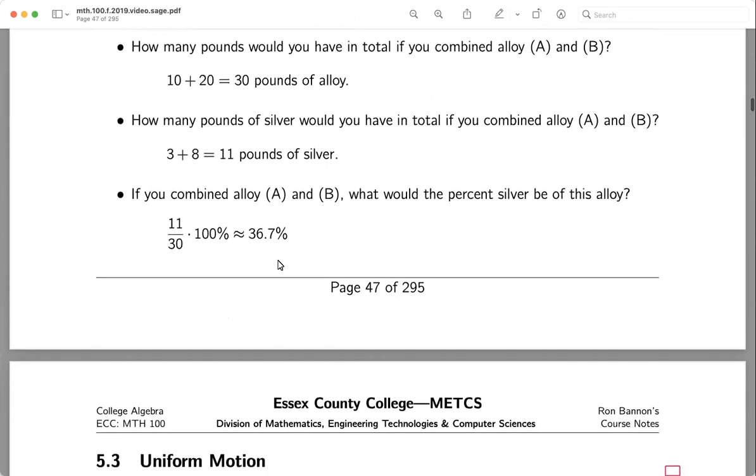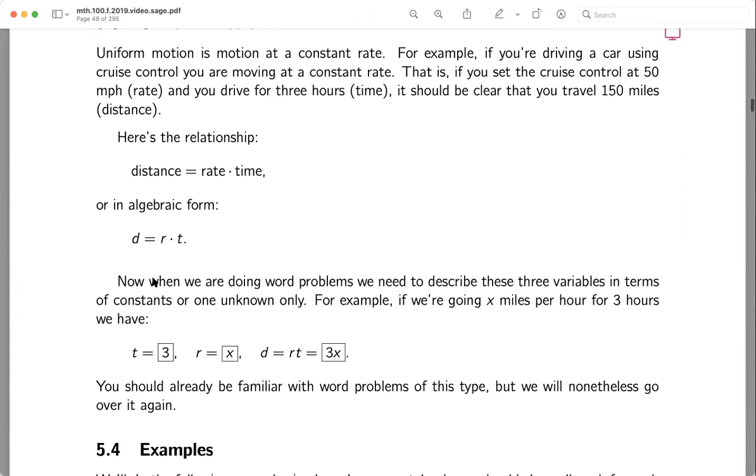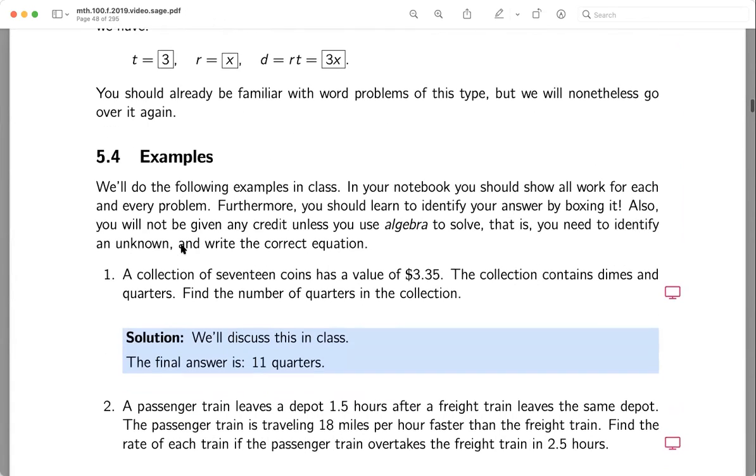All right. Next up, uniform motion problems. What are we talking about over here? Well, these are uniform motion problems. What does that mean? Traveling at a constant rate for a given amount of time, you're going to cover a distance. What's that relationship? One that you know about already, and that's distance equals rate times time. All right, then we'll do examples. All right, so I'm going to go to the whiteboard. Give me 1 minute to do so.